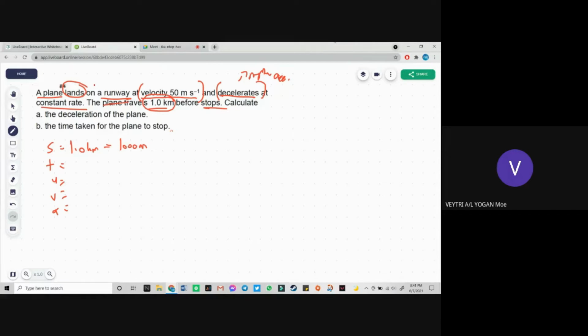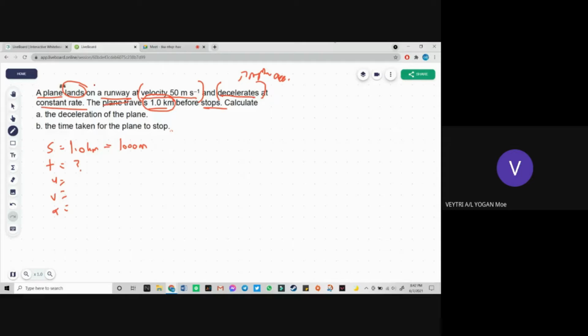Number 2, time. Anything here about time? No. Tak ada apa pun pasal time. So which means you have to find it. Okay? Don't worry. Kalau you tak tahu nak cari macam mana, we have a look at the questions. We are only looking at the situation dulu.